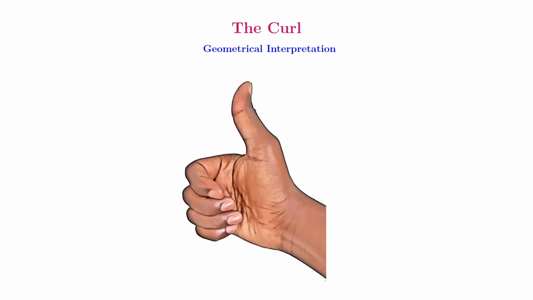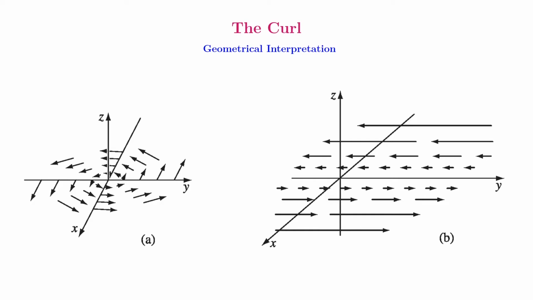By convention, a positive curl direction is determined by the right hand rule. If you curl the fingers of your right hand along the circulation, your thumb points in the direction of positive curl. Thus, in these figures, the direction of the curl is along the positive z direction.